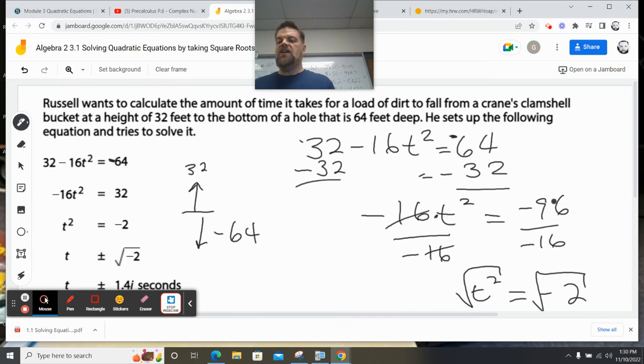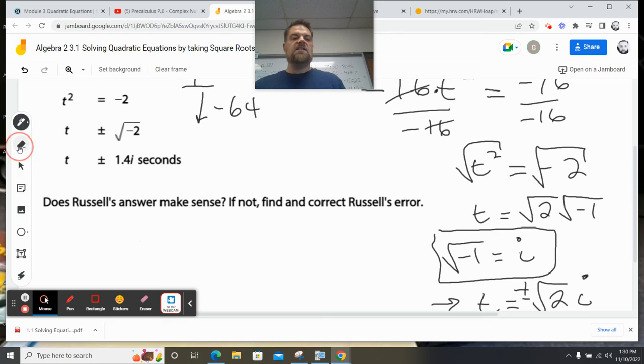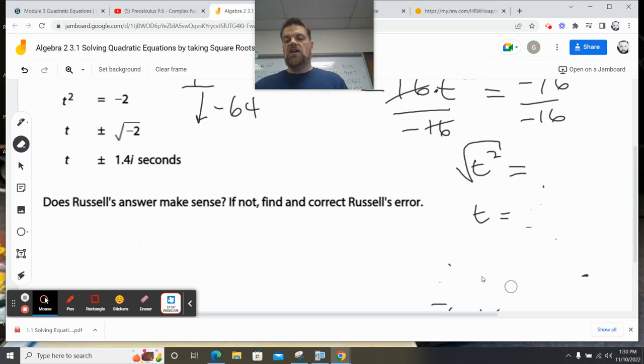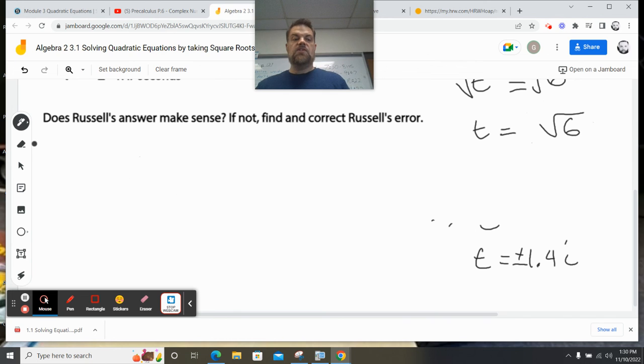Negative 96. What's negative 96 divided by negative 16? Well, it'd be positive 6, right? Because a negative divided by a negative is positive. So I've got t squared would be positive 6. I'd take the square root of this. t would equal the square root of 6. And then the answer would just be t is the square root of 6.